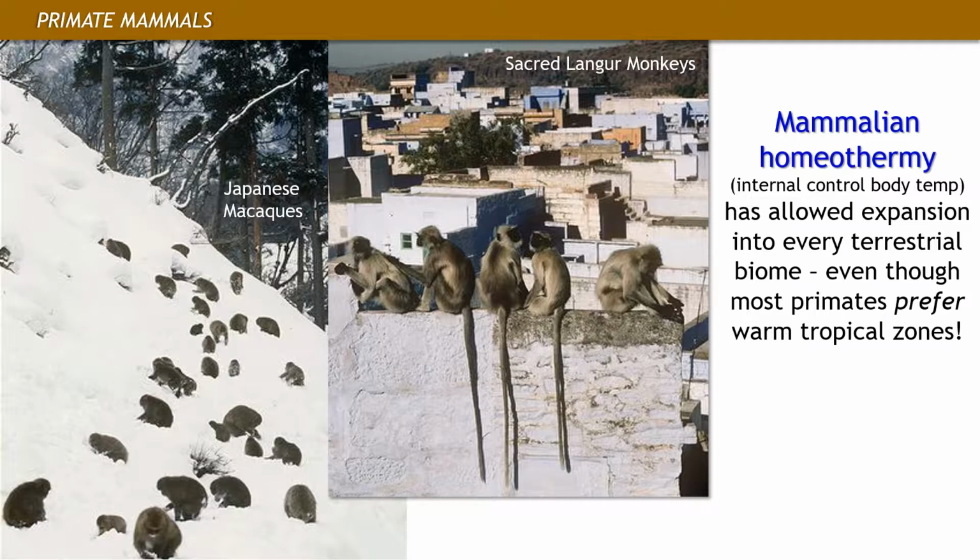So, for example, we get Japanese macaques in very snowy, cold places. There are also Himalayan macaques up at high altitude. And we have sacred langur monkeys as well as the rhesus macaque that love living in human places. Part of the attraction there is all of the food that we have.